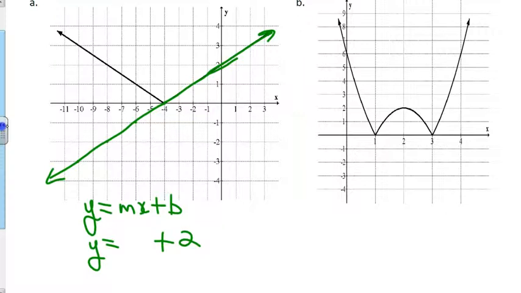So y equals something times x plus 2. What's the something? What's the slope of this line? 1/2, right? And you can just get that off of here. Go up 1 over 2 plus 1 plus 2. Up 1 over 2 is positive 1/2. And so the equation of the green line is 1/2 x plus 2.